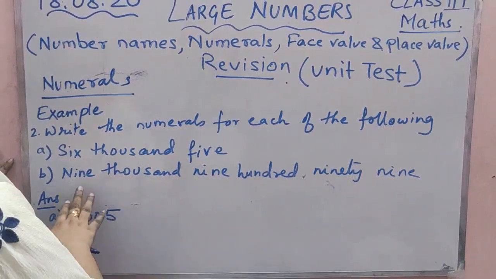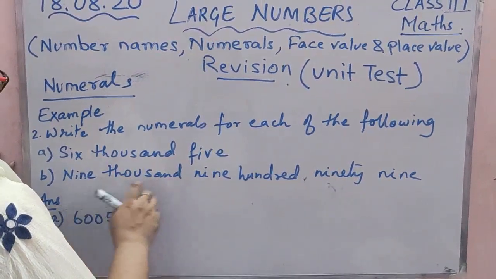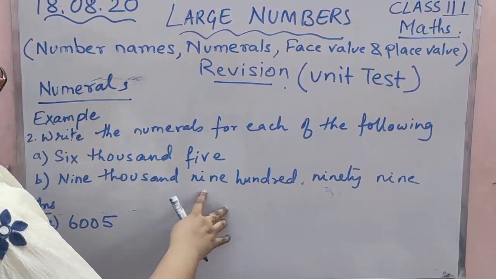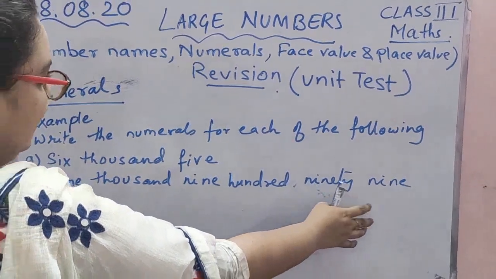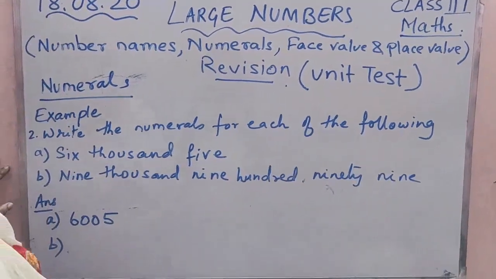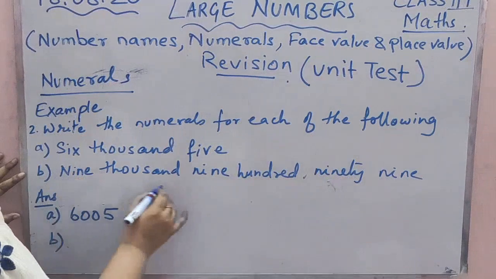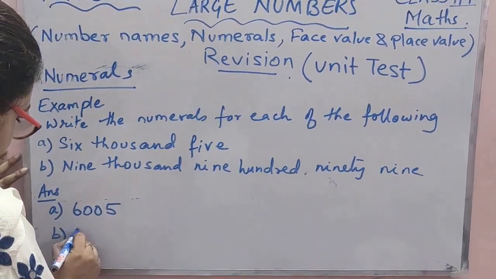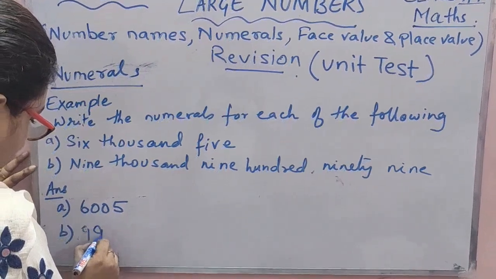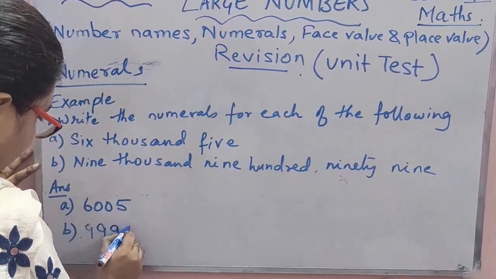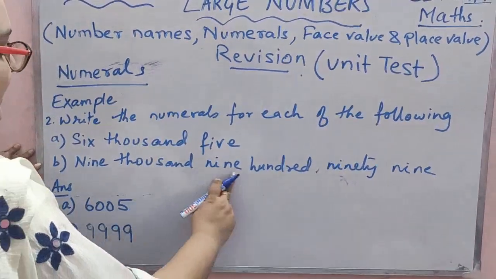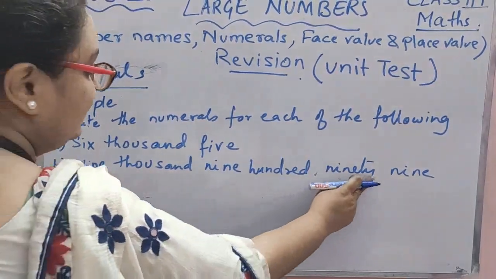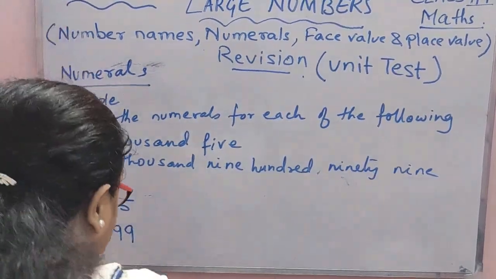So here we see in the thousands place we have 9, in the hundreds place we have 9, and tens place also we have 9, and in the ones place also we have 9. So we'll write 9,000 999. 9,999. So you see one more example.